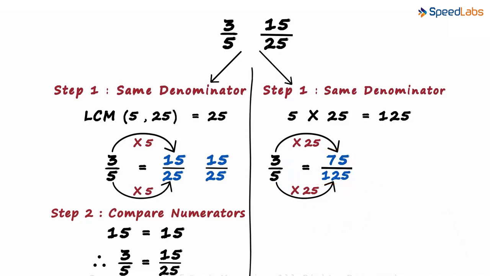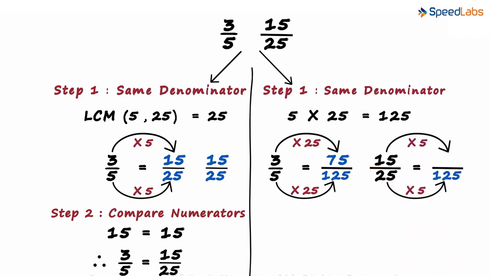The second ratio in question was 15 over 25. Now we also have to write 15 over 25 as something over 125. To make the denominator 125, we multiply it by 5. 25 times 5 gives us 125. To keep the ratio same, we also have to multiply the numerator by 5, which gives us 75. So the second ratio is written as 75 by 125.